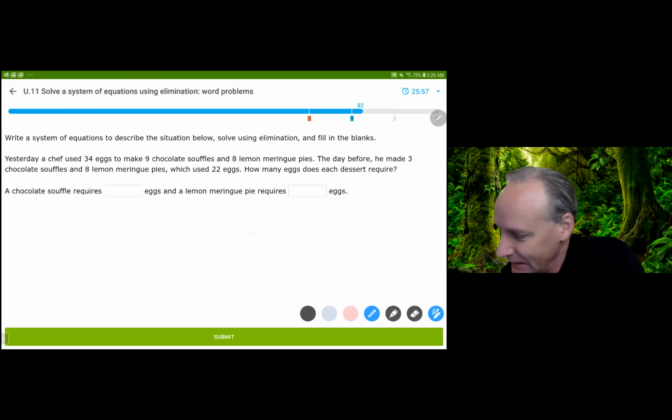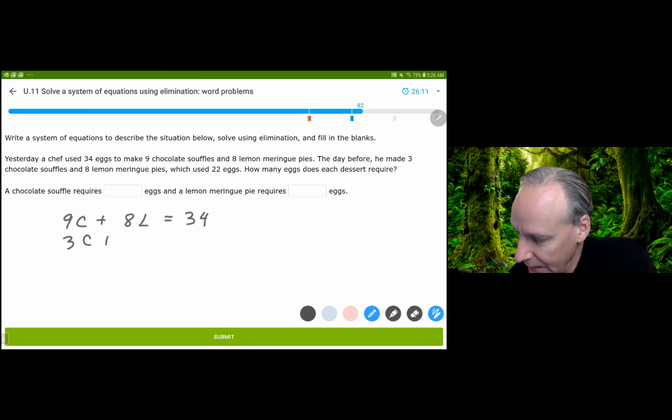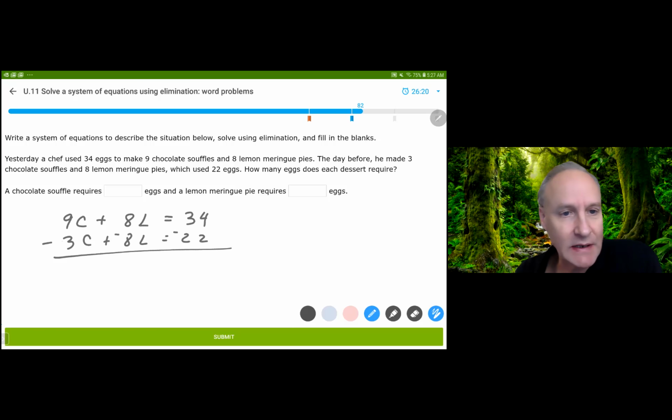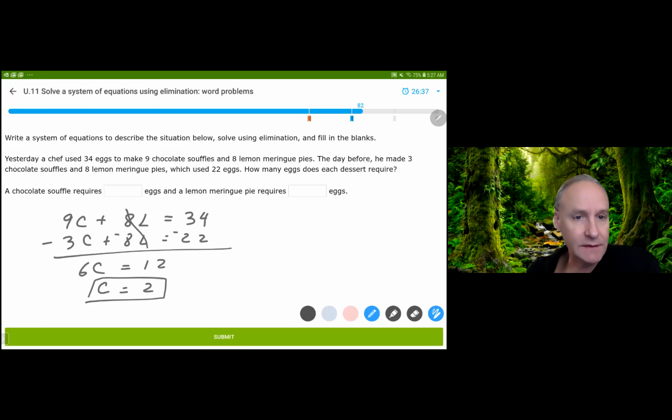Let's see. We've got 9 chocolate souffles and 8 lemon meringue pies takes 34 eggs, and 3 chocolate souffles and 8 lemon meringue pies take 22 eggs. And we just have to multiply the bottom equation by -1. If you didn't have any trouble with the last one, you're definitely not going to have any trouble with this one. 6C is equal to, looks like 12. And so C is equal to 2. So it looks like the chocolate souffles only take 2 eggs each.